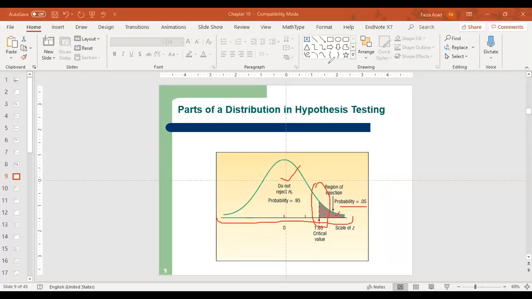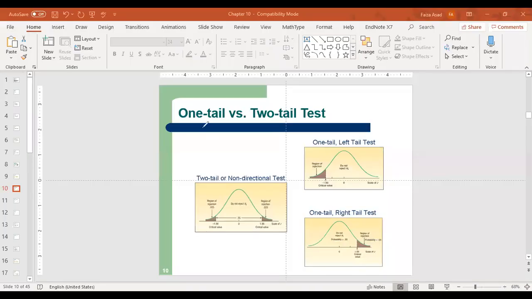Moving to the next slide. There are two types of diagrams: one tail versus two tail test. The two tail test is the non-directional test where the critical value will lie on both sides. On the other hand, in the one tail test, for the left tail test the critical value will lie on the left side. In the right tail test, the critical value will lie on the right side of the normal distribution curve.